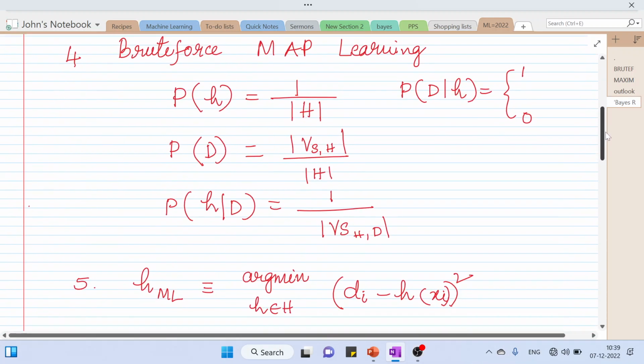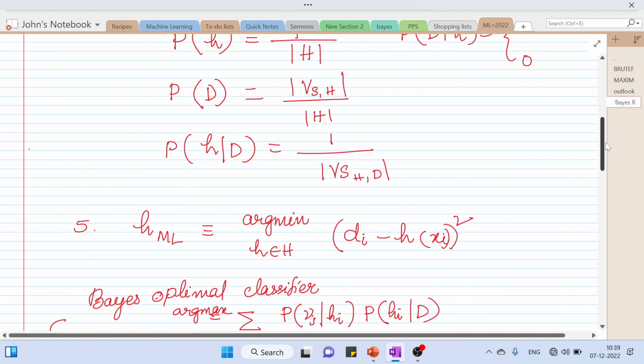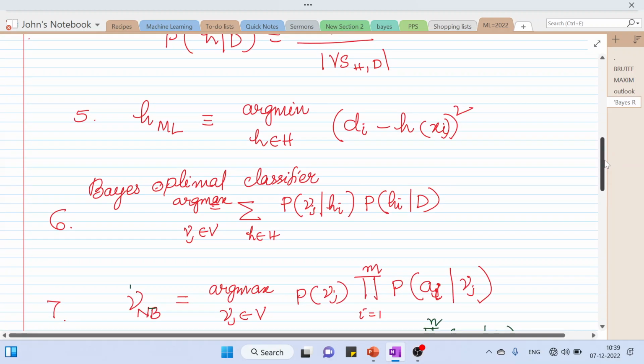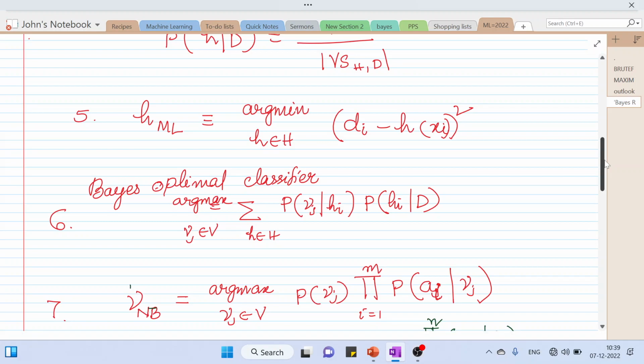Then brute force MAP learning: the probability of H given D is 1 by the version space, the magnitude of the version space. Then maximum likelihood is the minimum of target value minus the hypothesis value whole square. That is the minimum. Of course, the summation will come here. Summation of all those things will come here.